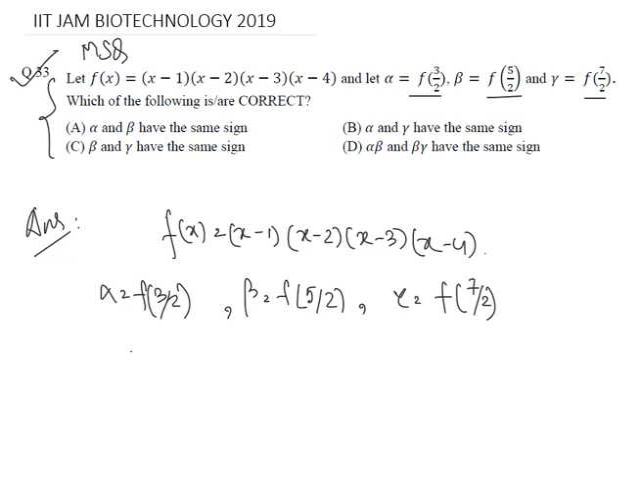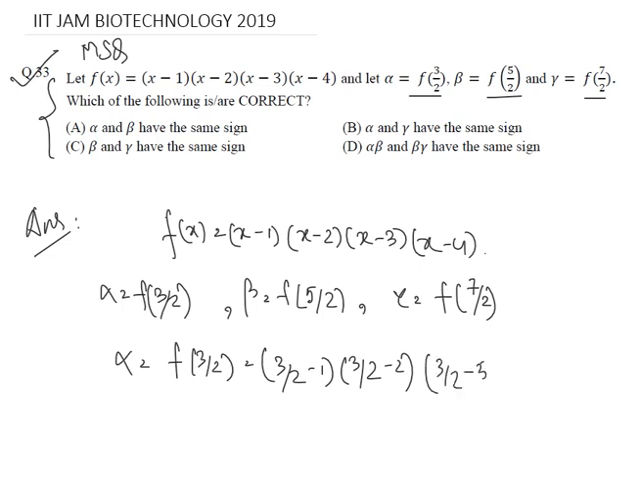Therefore, we can write that alpha is equal to f(3/2), and it is nothing but (3/2 minus 1)(3/2 minus 2)(3/2 minus 3)(3/2 minus 4). So we have plus, minus, minus, minus. So after multiplication, the resulting sign is negative.